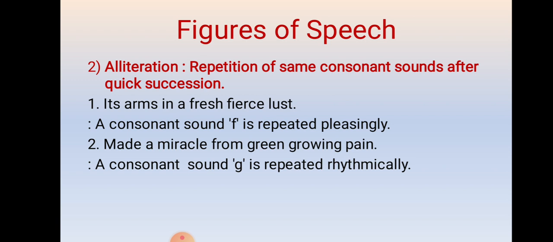So, its arms in a fresh fire's lust. This is an example. Here, the consonant sound F is repeated pleasingly. Fresh, fire's, lust. Made a miracle from green growing pain. Here you can see made a miracle. So here the M sound is repeated, and in green growing pain, the G sound is repeated.